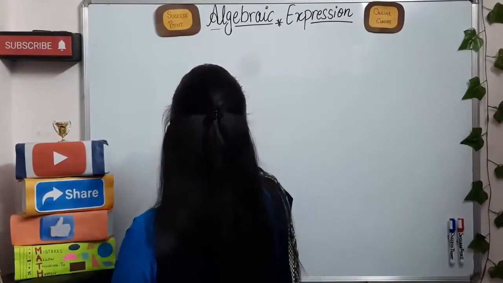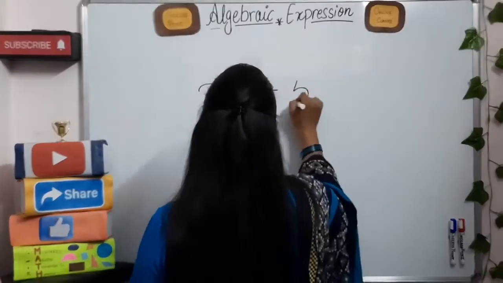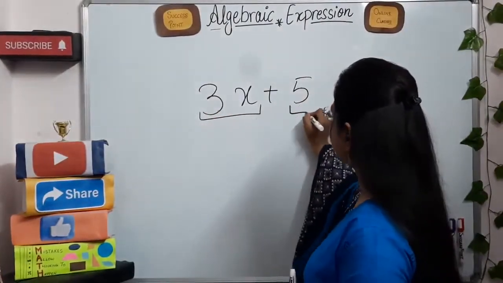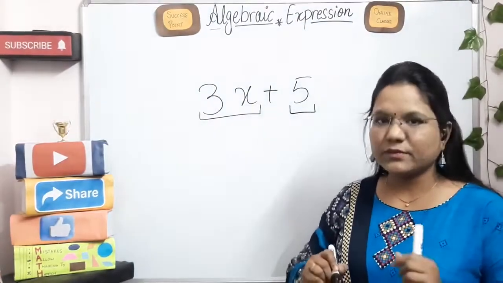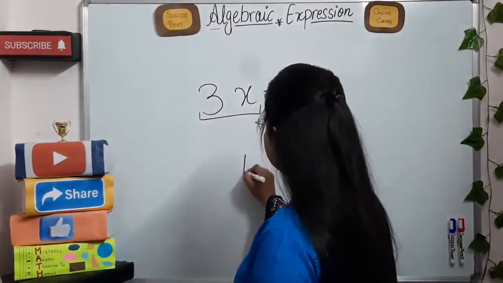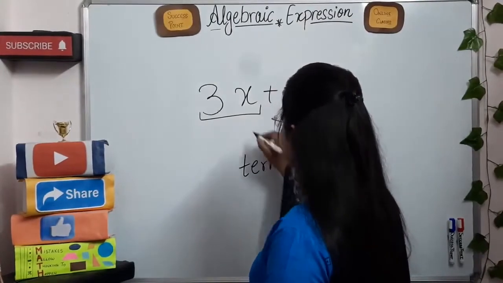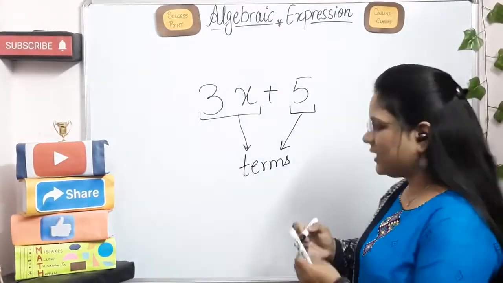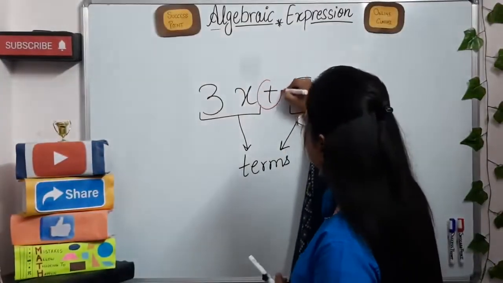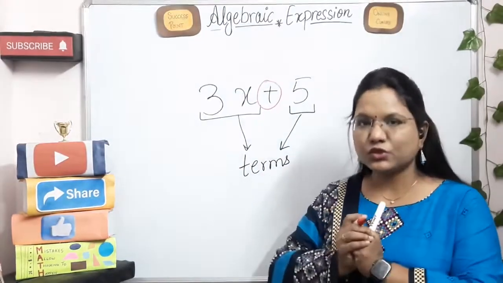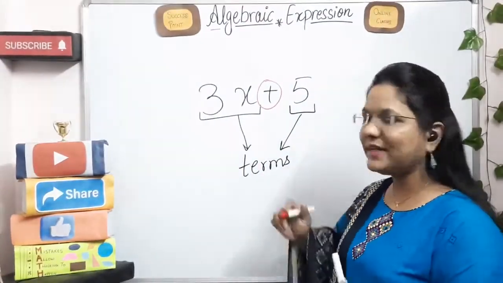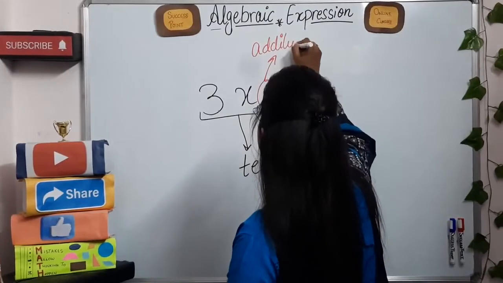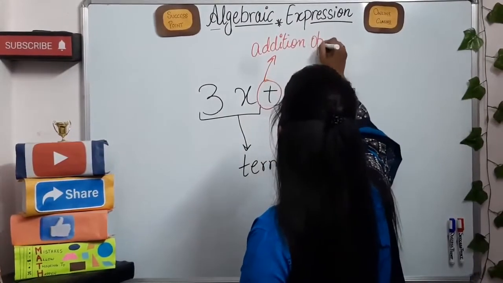Let's understand the next term in 3x plus 5. We have the same statement. What can we call 3x and 5? These are terms. 3x is a separate term, 5 is a separate term. Now what about this plus sign? This plus sign helps us join these two terms. So what can we call it? We can call it the addition operation.